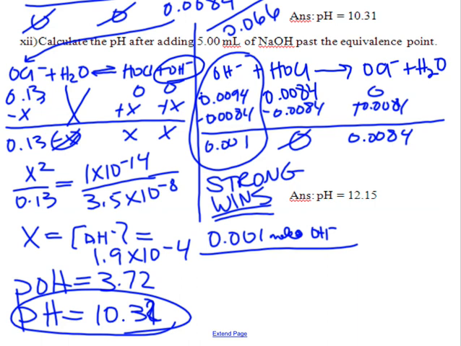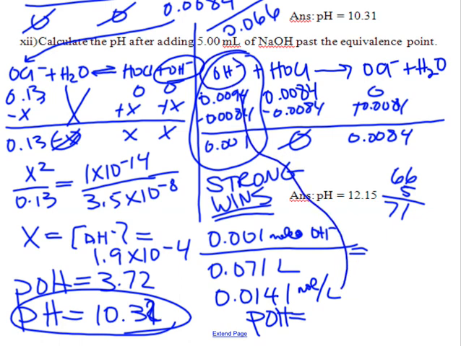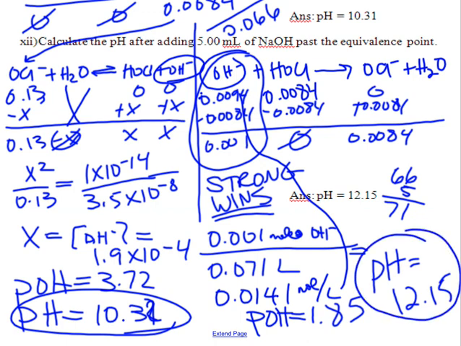Holy crap balls, I'm already lost. So we used 66 plus 5. Is that right? 71. So 0.071 liters. So what's our concentration of OH minus? 0.0141. Our pOH is equal to, yeah, because look what we're taking the negative log of. 1.85, so then the pH is equal to, yep, there it is. So it's fun, huh? Good times.